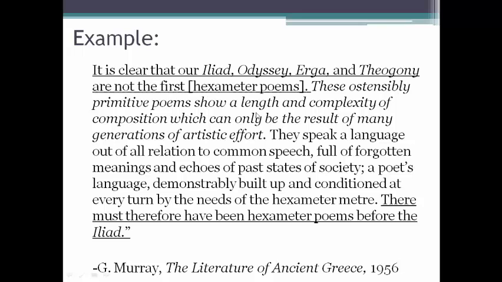And what's grounding this claim? Well, that's what the rest of this is saying. They speak a language out of all relation to common speech, full of forgotten meanings and echoes of past states of society, a poet's language demonstrably built up and conditioned at every turn by the needs of the hexameter meter. So the idea is, our conclusion is, hey, there had to have been hexameter poems around before the Iliad. On what grounds is this? Well, look at how long and complex the Iliad and these other poems are. That's not going to be the type of thing that happens during a first generation of making hexameter poems. That's going to be the result of lots of generations of refining. Therefore, there have to have been other ones around.